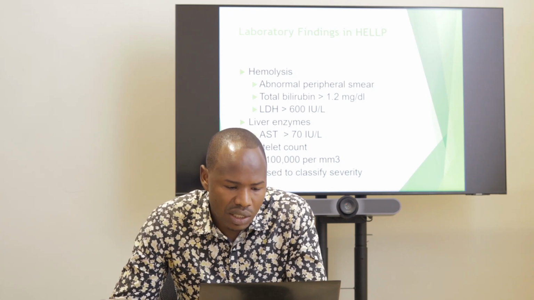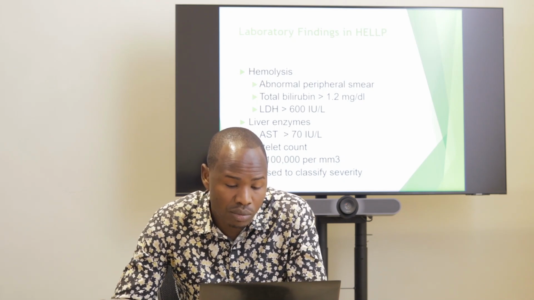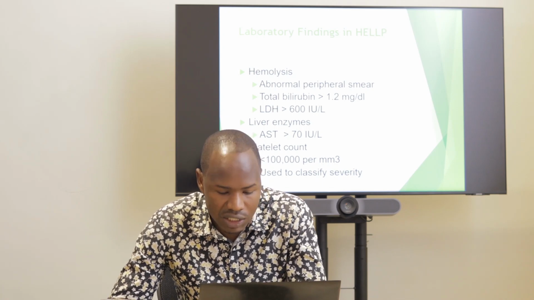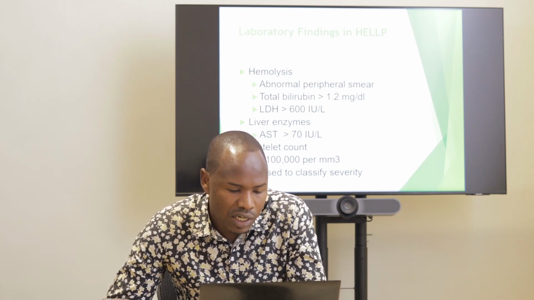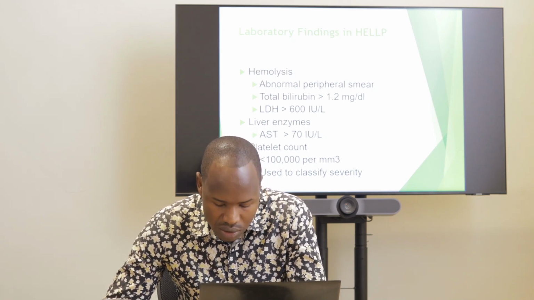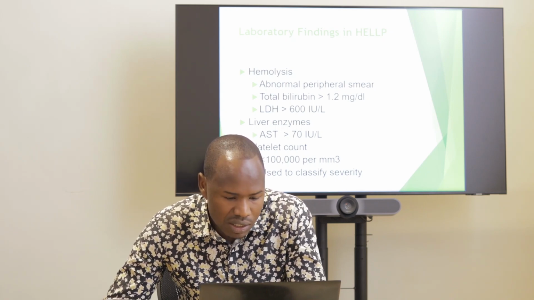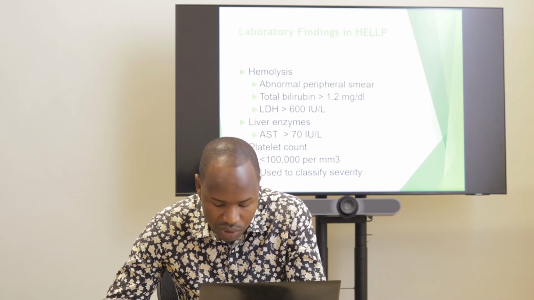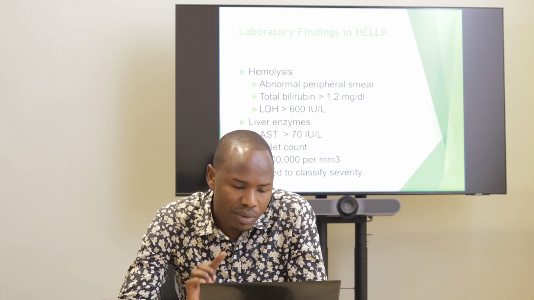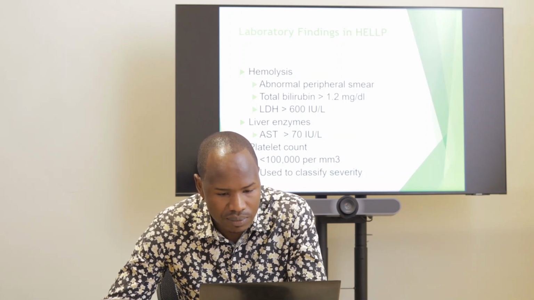Laboratory findings in HELLP syndrome: there is hemolysis, which you will find in an abnormal peripheral smear, total bilirubin greater than 1.2, lactate dehydrogenase greater than 600 international units per liter, liver enzymes AST greater than 70, and platelet counts less than 100,000. These laboratory findings are used to classify the severity of this disease.